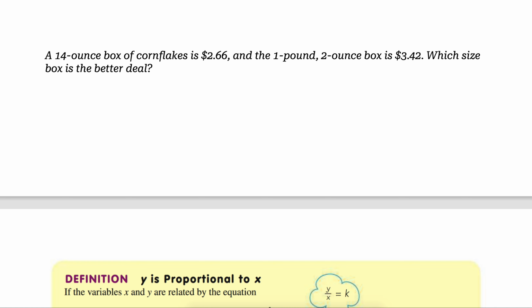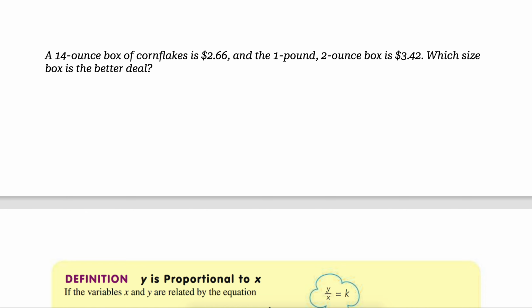We're going to finish this section by looking at a couple examples. The first one says a 14-ounce box of cornflakes is $2.66, and the 1 pound 2-ounce box is $3.42. Which size box is the better deal?